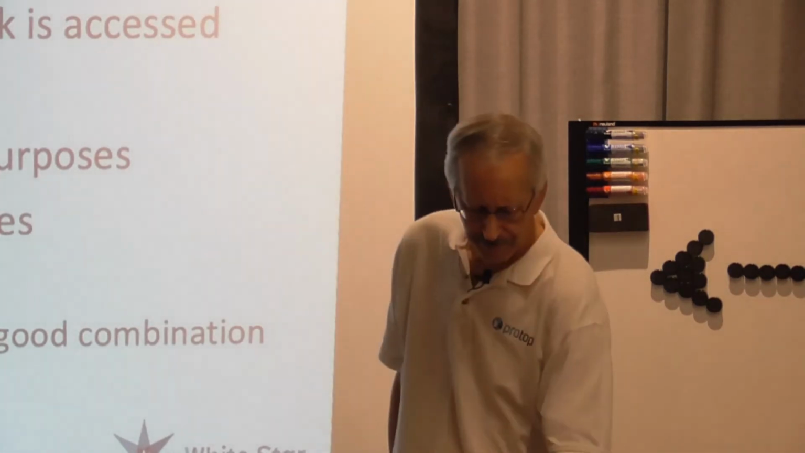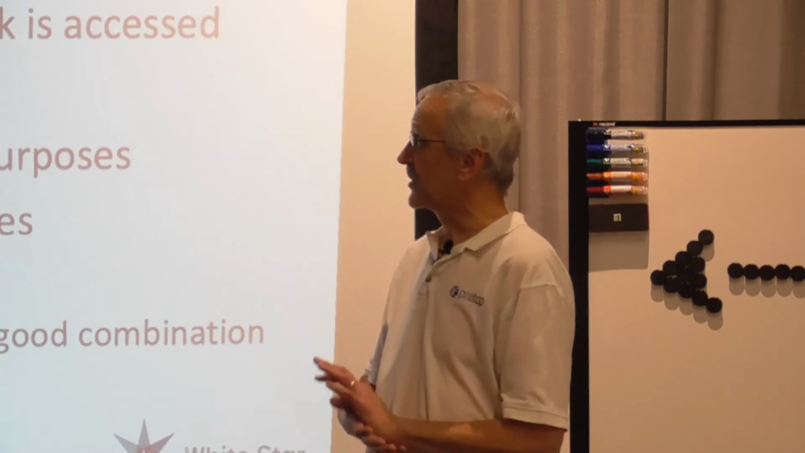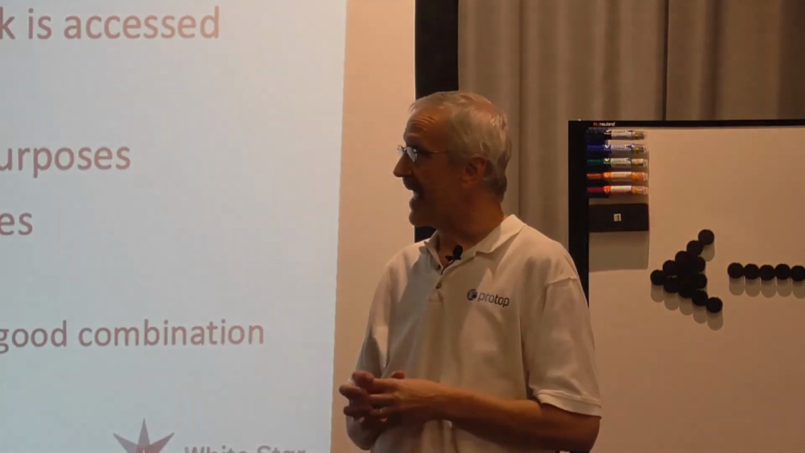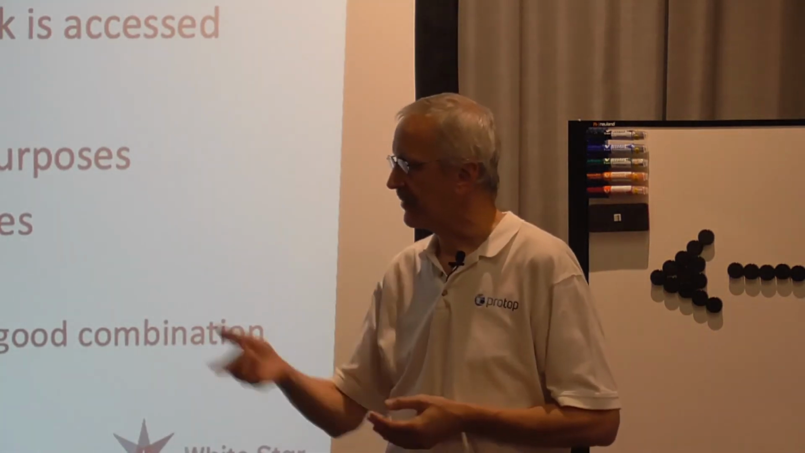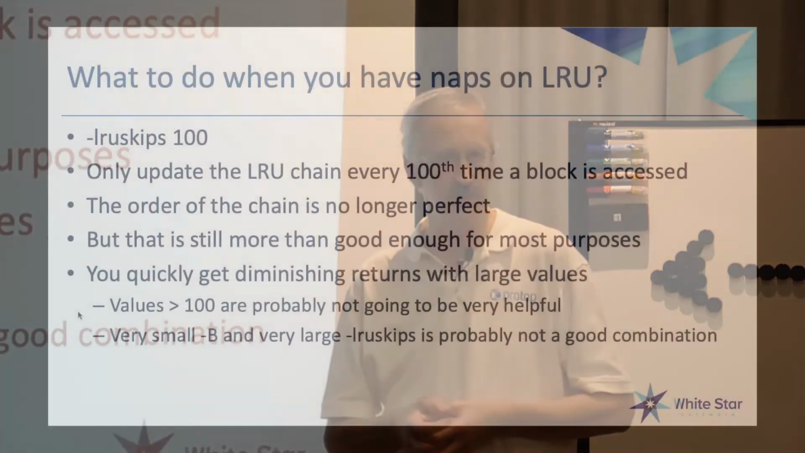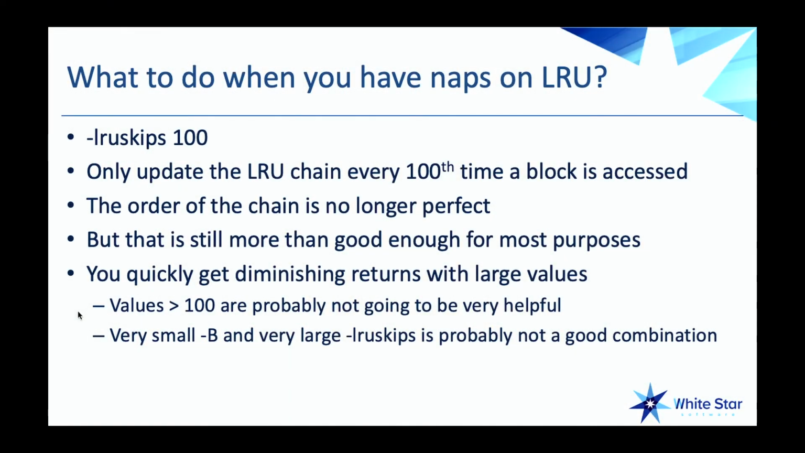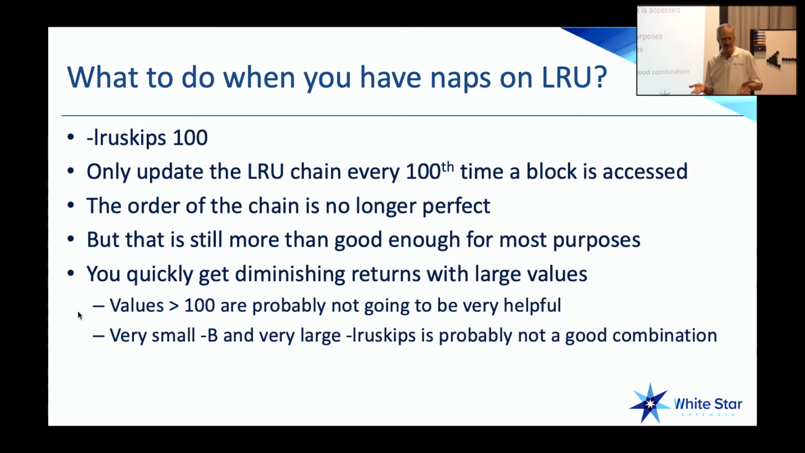So what do you do if you have a latch contention problem? If you have a lot of naps on LRU, then the obvious thing to do is to set LRU skips to 100. If you have a really big system with a lot of users and a lot of activity, then a value more than 100 might be a very sensible thing to do, but most people, most of the time, are going to be pretty happy with LRU skips 100.